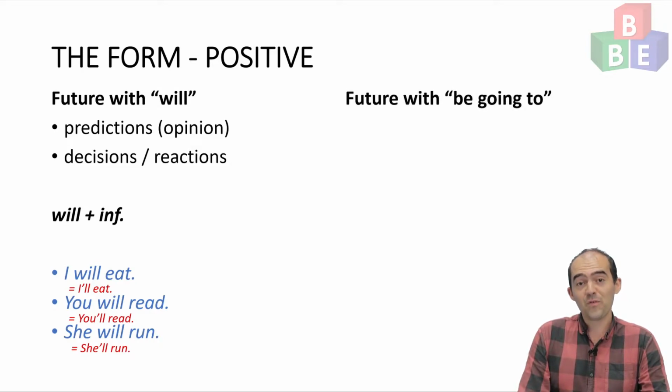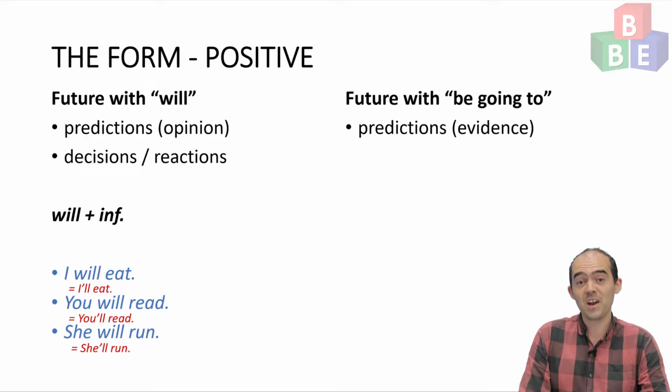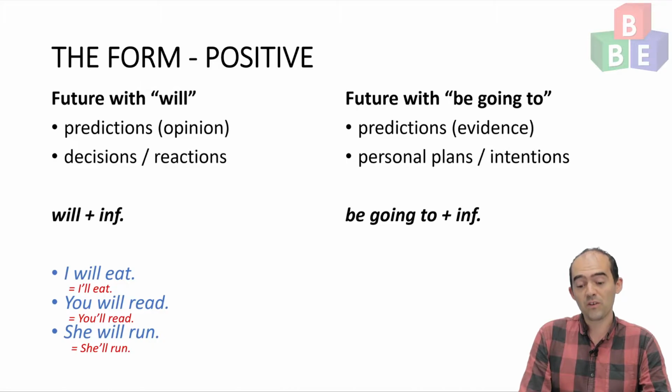The other form of the future is with be going to. This is also used for predictions, but these are predictions based on evidence. We also use it to talk about personal plans or intentions. The form of this type of future is be going to plus the infinitive verb.